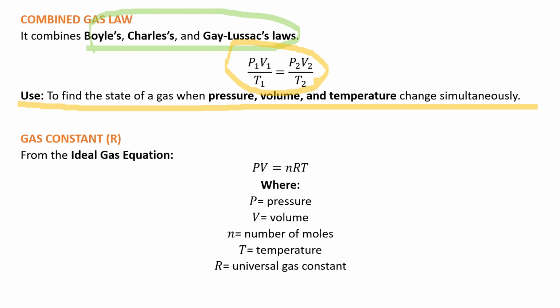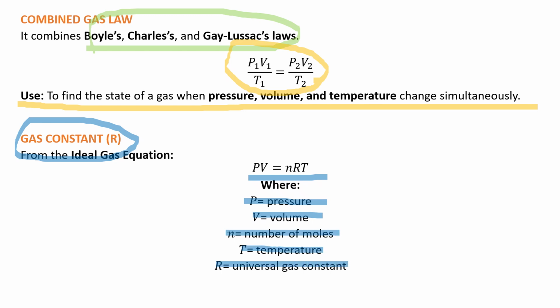Now we have to talk about the next part, that is the gas constant. Again you learned this in your school days. PV equals nRT, where P is the pressure, V is the volume, n is the number of moles, T is the temperature and R is the universal gas constant.